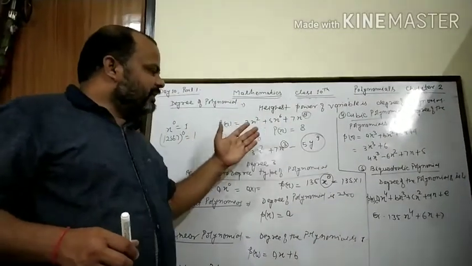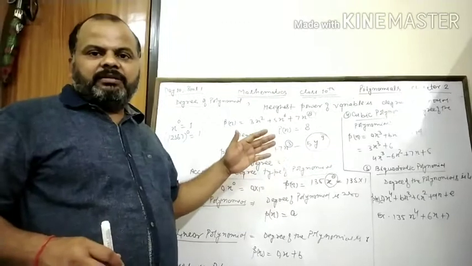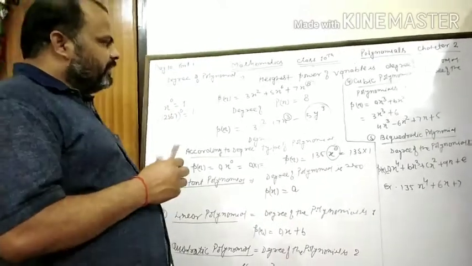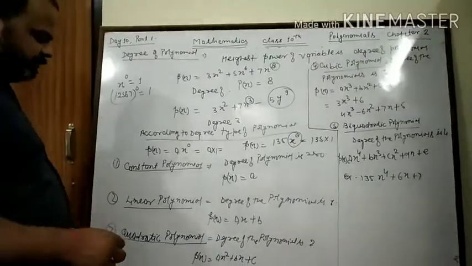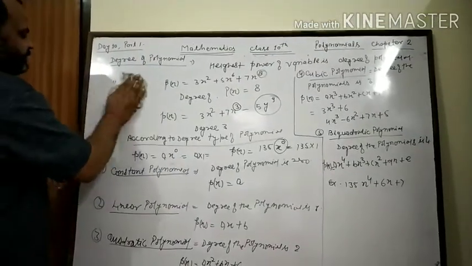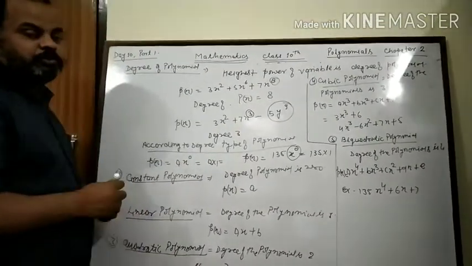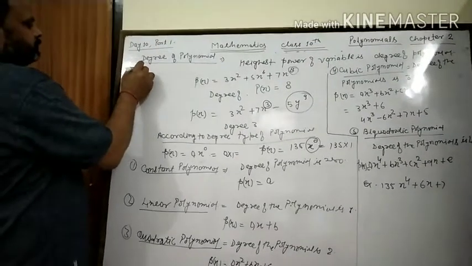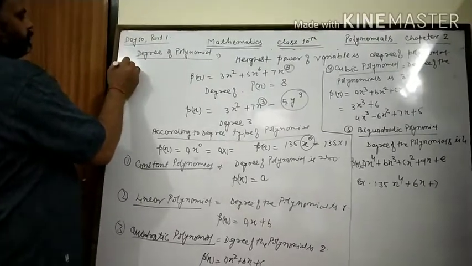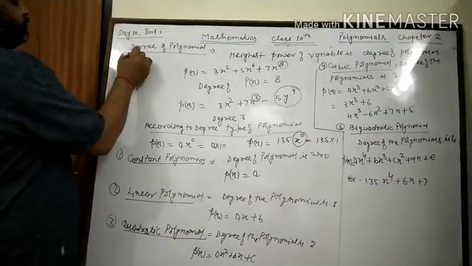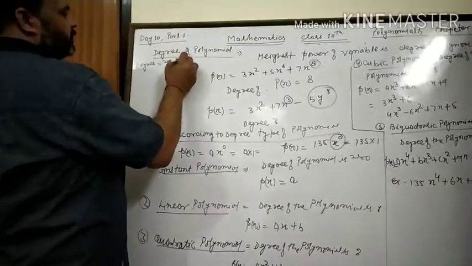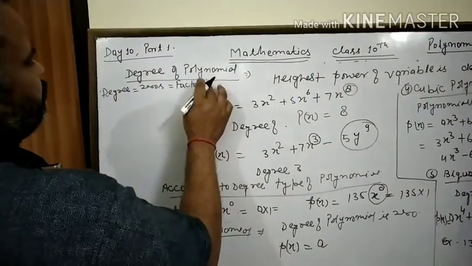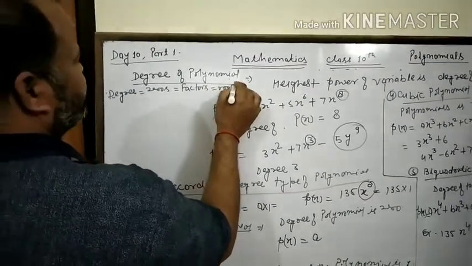What is the degree? What we understood is the meaning of the degree of the polynomial. It means with the help of the degree we can find how many zeros there are. Degree is equal to zeros is equal to factors is equal to roots.